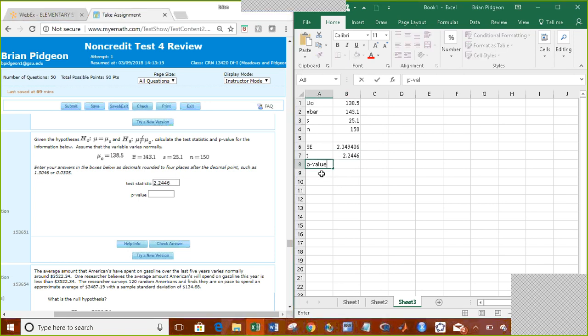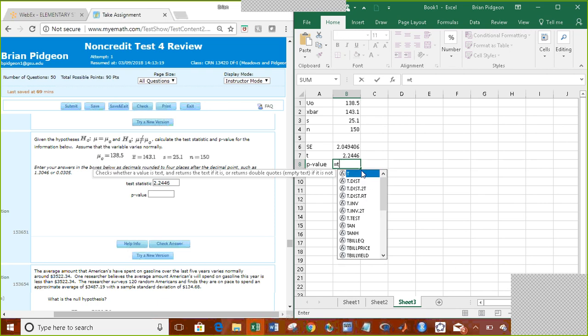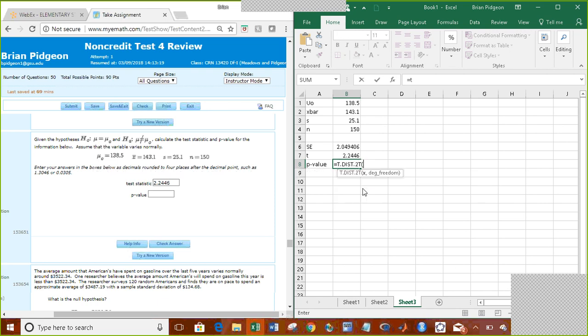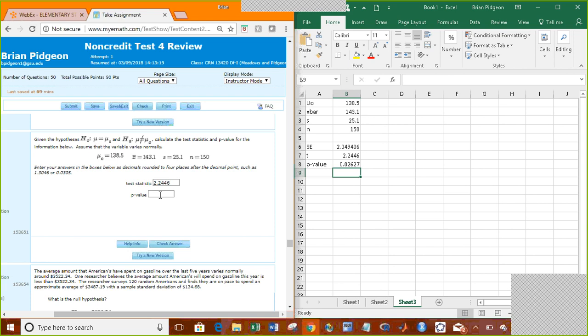So in the p-value, pay attention to the alternative hypothesis. It says it's not equal to. So we're going to do t-dist dot 2t. T, our degrees of freedom is 149, 1 less than 150. So 4 decimal places, 0.0263.